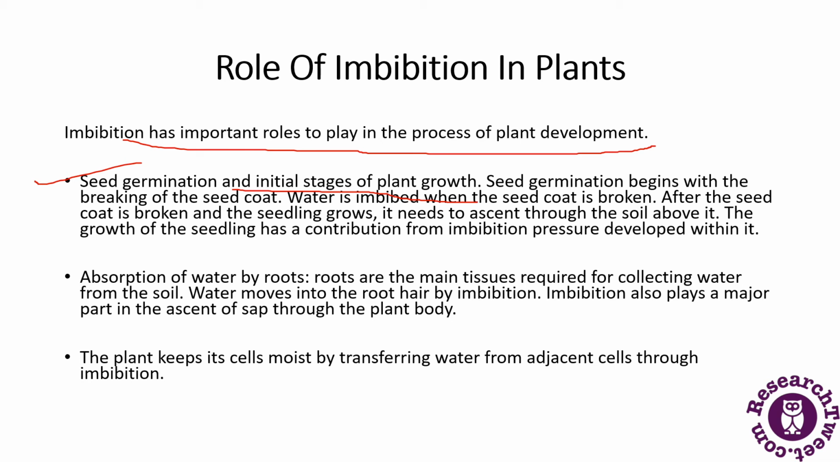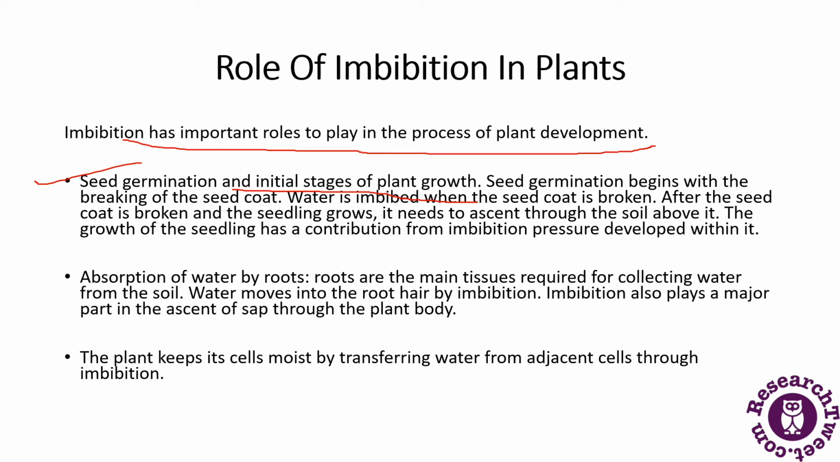Seed germination begins with the breaking of the seed coat. When a seed germinates, it breaks its seed coat and a radicle comes out of it. Water enters when the seed coat is broken.